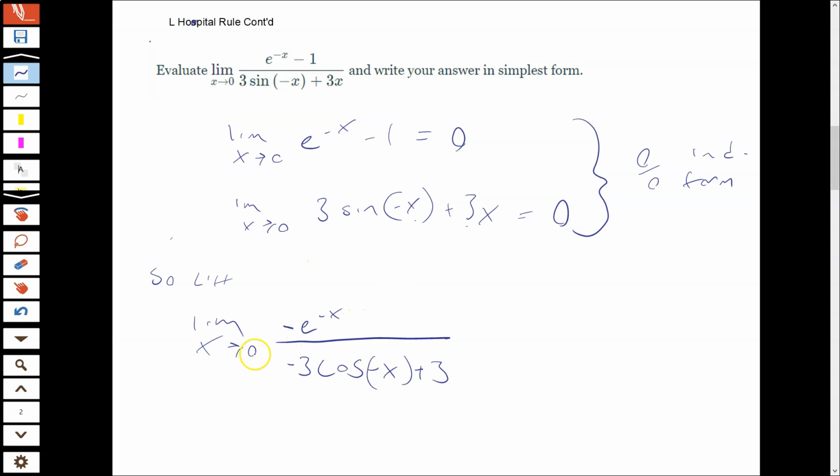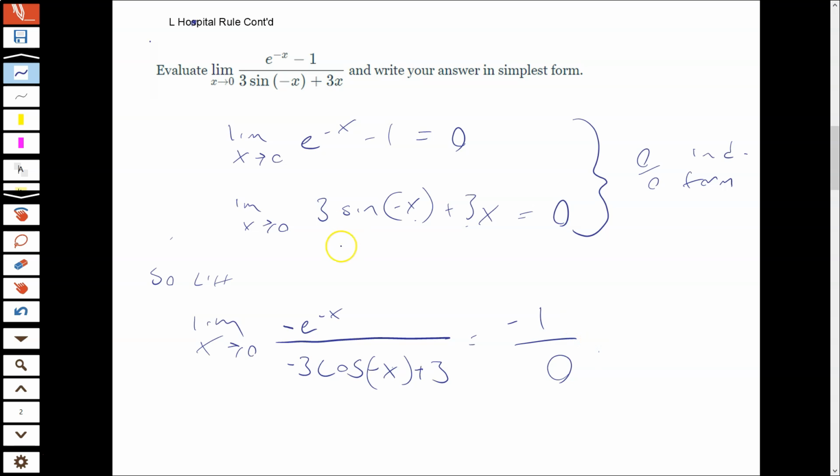And then I'm going to plug in 0. So what do I get here? On top I get e to the 0, so negative 1, and on the bottom cosine of 0 is 1. So I get negative 3 plus 3. Negative 1 over 0. Interesting. So first of all, pause, make sure you know how I got that. I'm just plugging in 0 to all my variables here. But now I got negative 1 over 0.